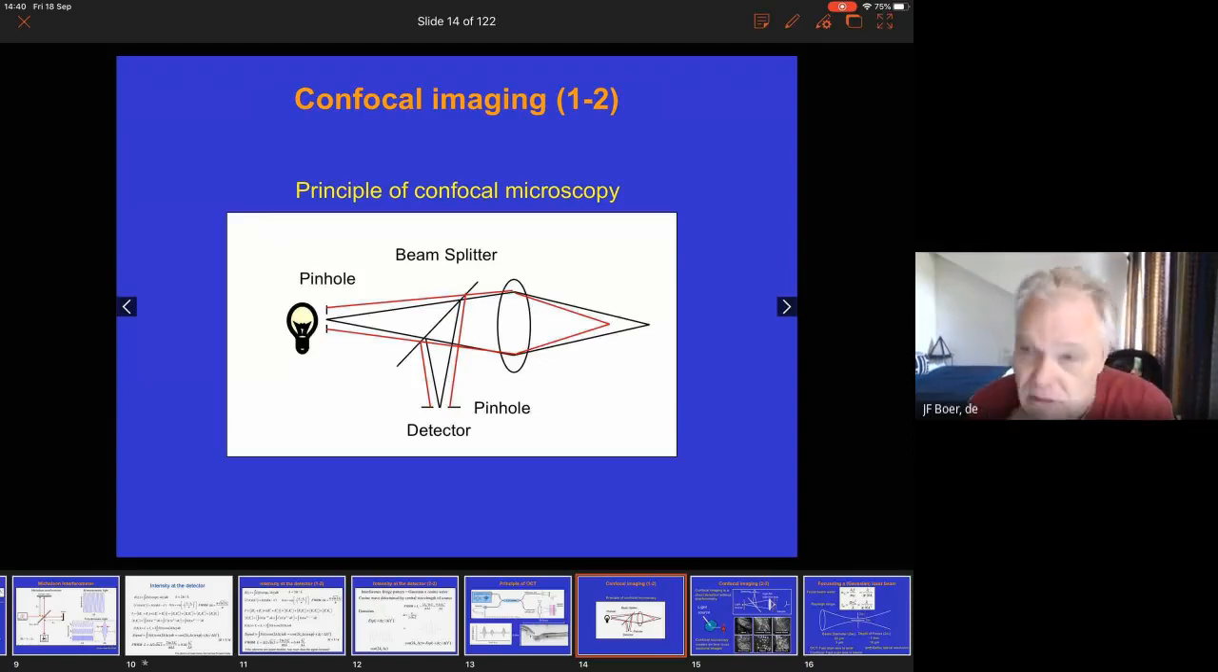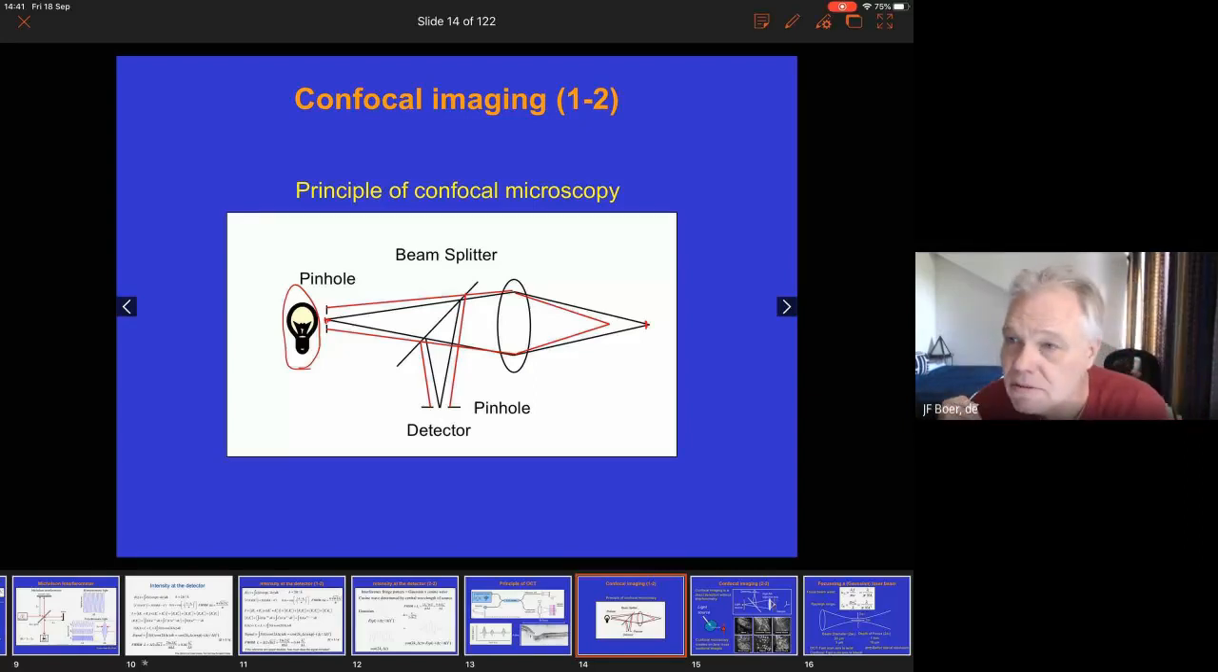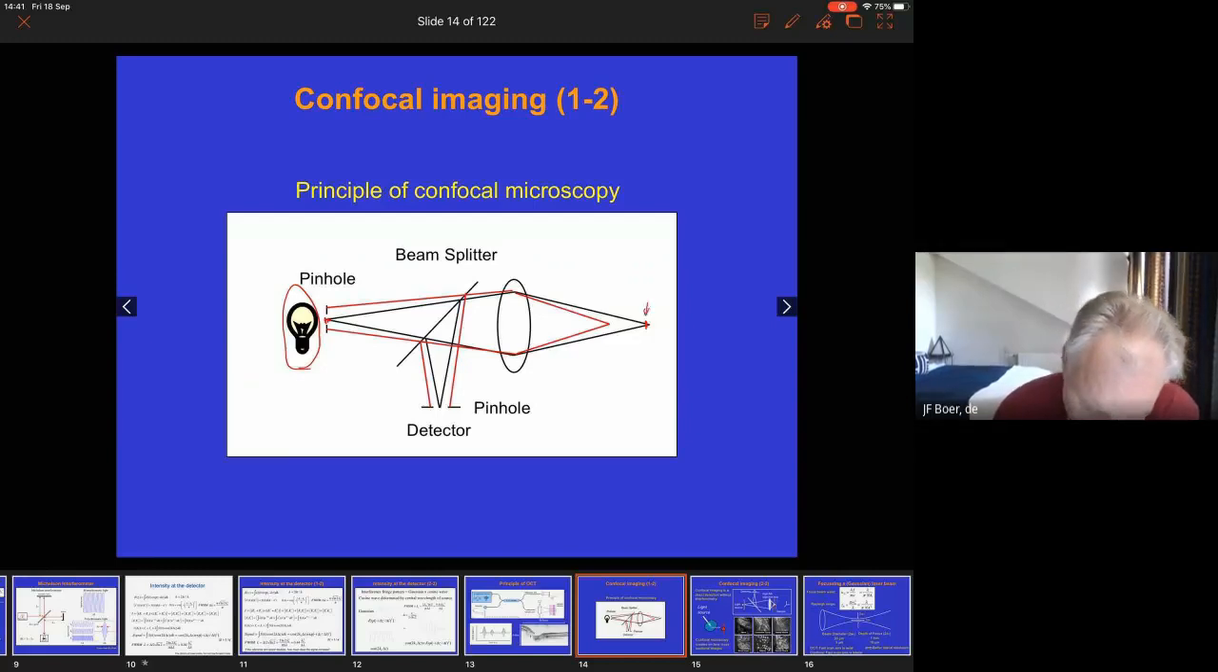And for that, we can take a look at confocal microscopy. Confocal microscopy is a very simple principle. You take a light source and you send the light through a pinhole, so basically some kind of point source, and with a lens you image your pinhole at a certain location in your tissue. Then the light gets reflected at this particular location in depth, travels back and would be imaged back into the pinhole of your detector.